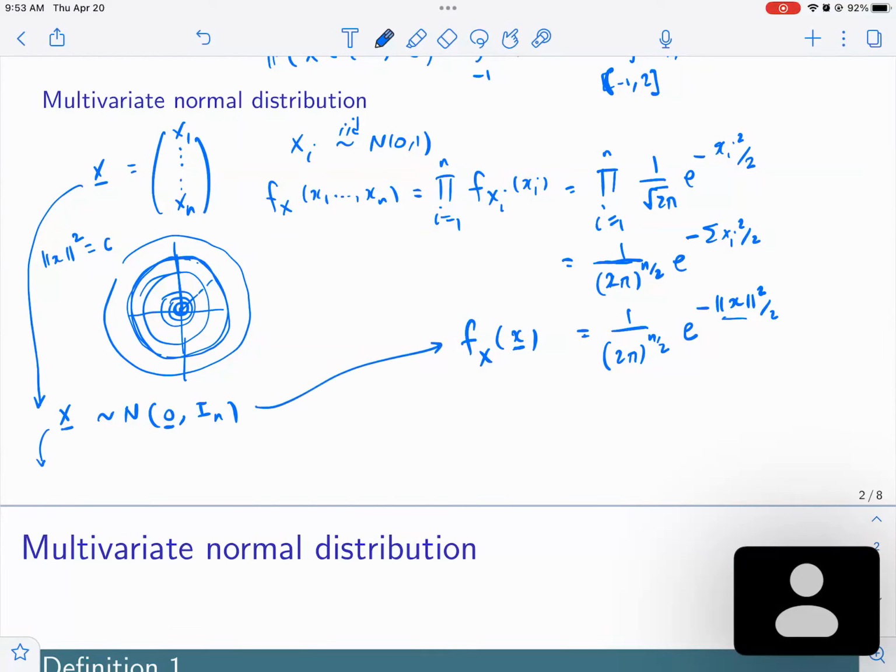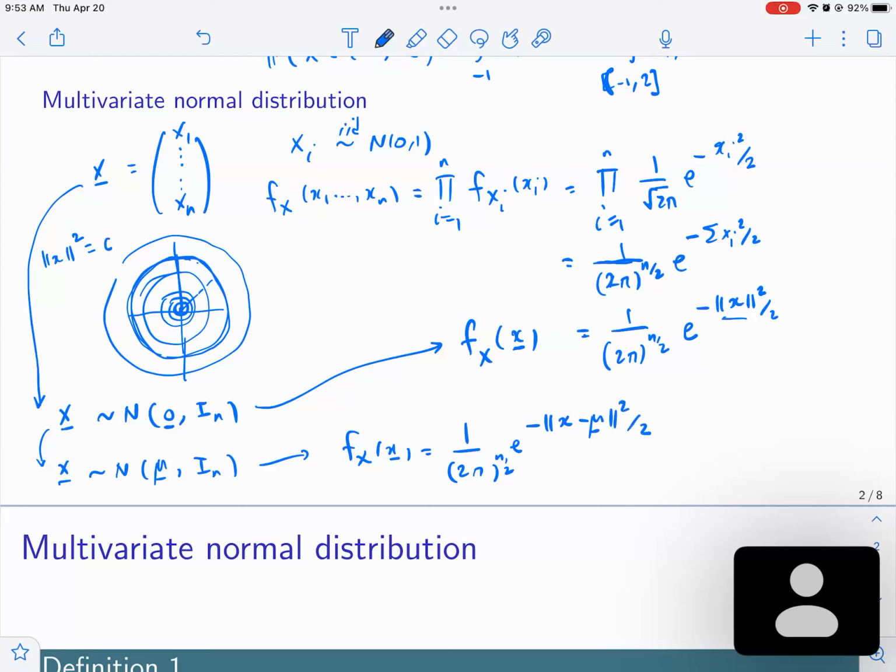If I want to go to, let's say, normal, which means mu, and identity here, what would I do? What should I do in terms of the PDF? This is centered at 0. If I just shift everything to mu, this would be a nice PDF for this. So I'm going to have the same thing here. I'm just going to shift it to mu.